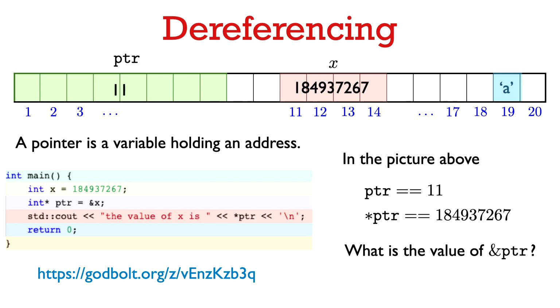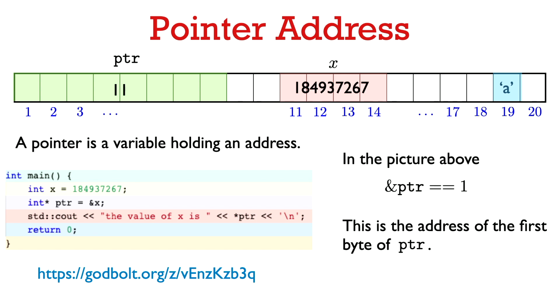Okay, so here's another example question for you. What is the address of pointer? What is ampersand pointer in this toy example in our picture? Okay, so in this picture, the address of pointer is just 1. This is the address of the first byte of pointer. It starts at 1.